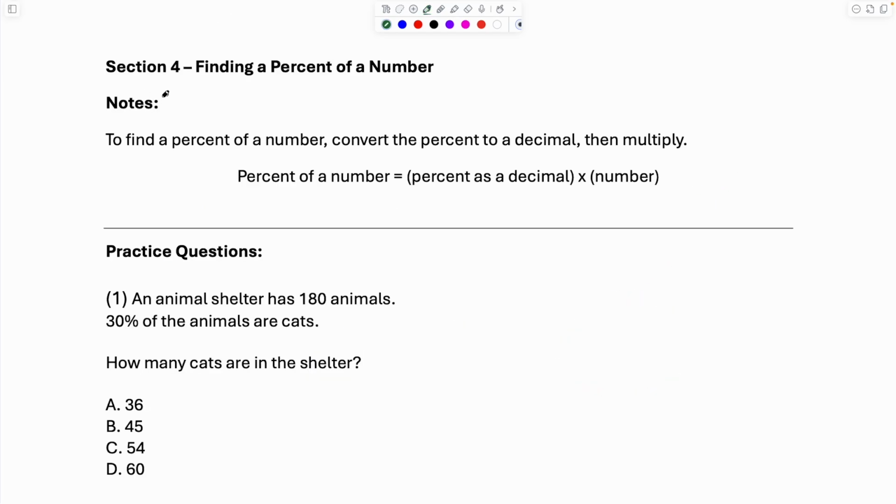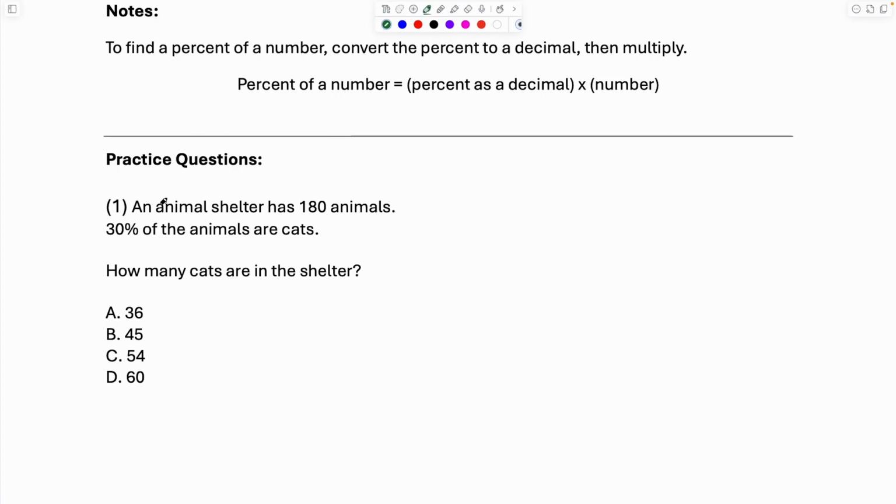In section 4, we're going to be finding a percent of a number. And the notes for this section say that to find a percent of a number, we convert the percent to a decimal, then multiply. So the percent of a number equals percent as a decimal times the number. So now let's apply this to the practice questions.